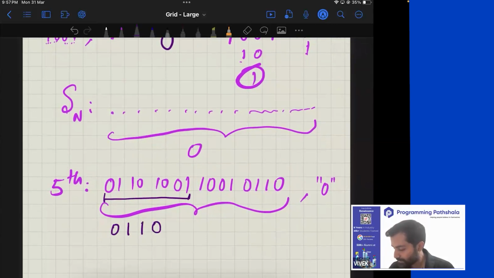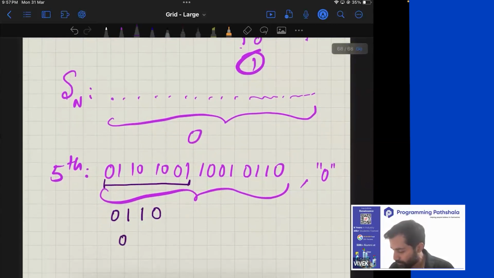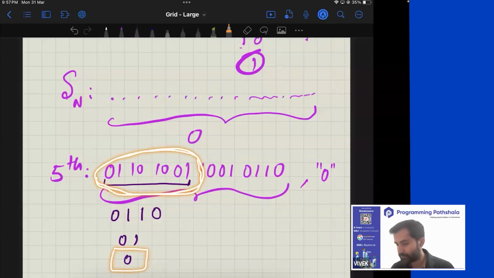Now again, if you backtrack this, you will say this 0, 1 came from 0, 1, 0 came from 1, and this 0, 1 came from 0. So do you see the point that I'm trying to make? That this thing is nothing but an expanded version of small 0. Do you relate? Yes or no?